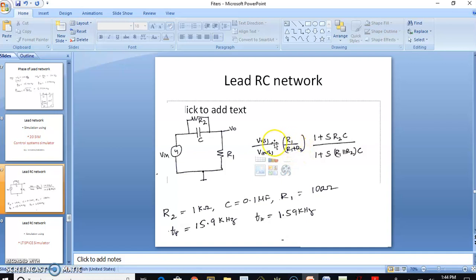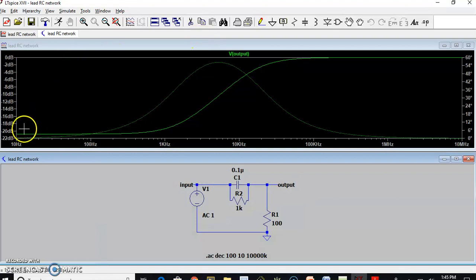So DC gain is almost, since you have this as 100 ohm, this as 1K, it is 100 ohm divided by almost 110. So it's almost 1/10. So 1/10 is 0.1, which happens to be almost close to minus 20 dB. So this is the 0 dB gain. Initially it is 0 dB per decade. When I say this is the DC gain, DC gain is almost minus 20 dB.